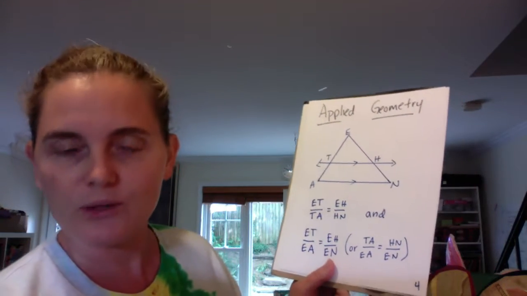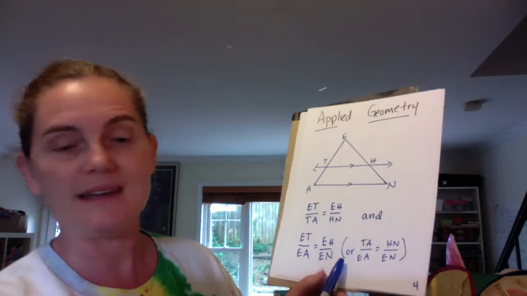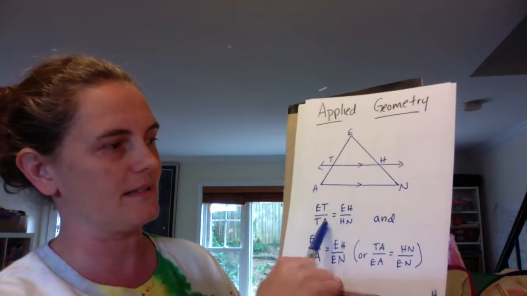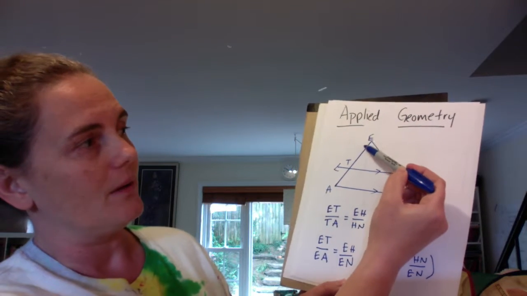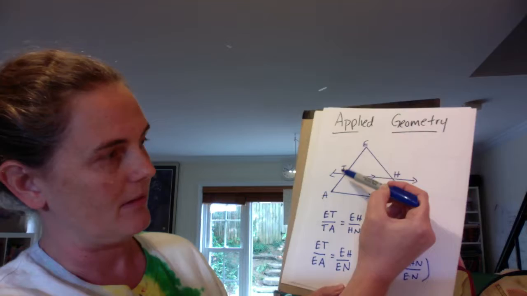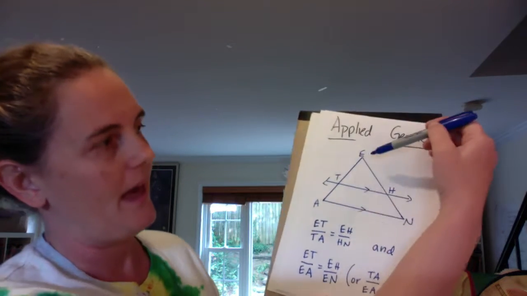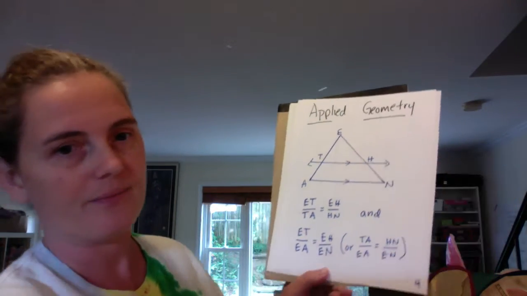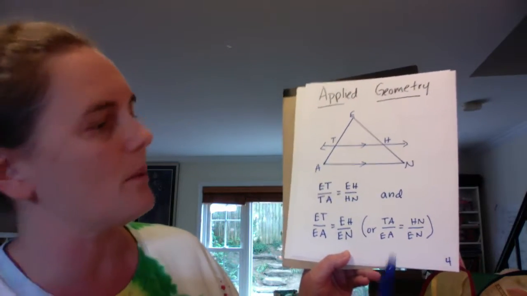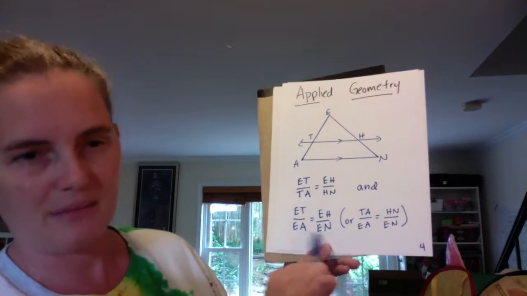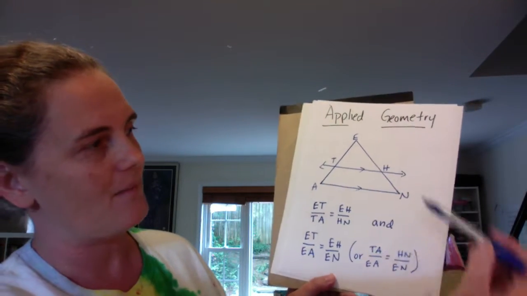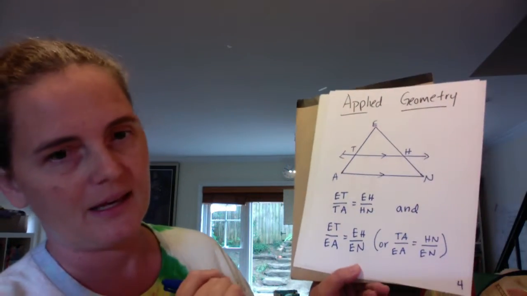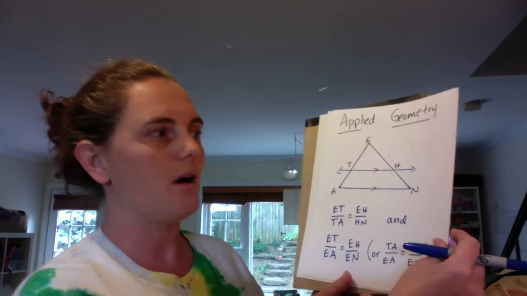You can also, when you work with that a little bit, come up with these. These are actually sort of a corollary to this statement. And that says that a portion of it, ET, is to the whole side, EA, as EH is to EN. So there's some really practical uses for these. Of course, there's also the same as this, but using the bottom segments instead. So TA is to EA as HN is to EN. So it gives you a lot that you can work with.